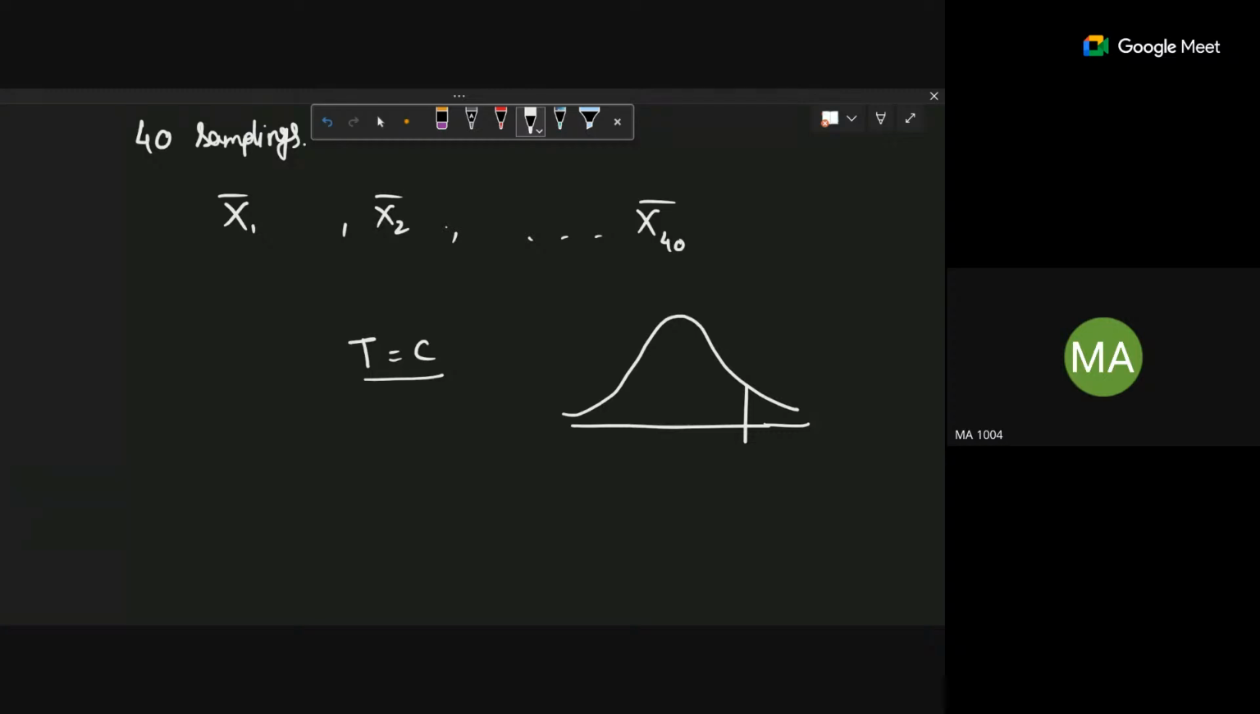See, whenever we say T greater than C or T less than C, let's say T greater than C, this is my rejection region. Whenever the values of X bar fall in this region, I will reject my null hypothesis, right?